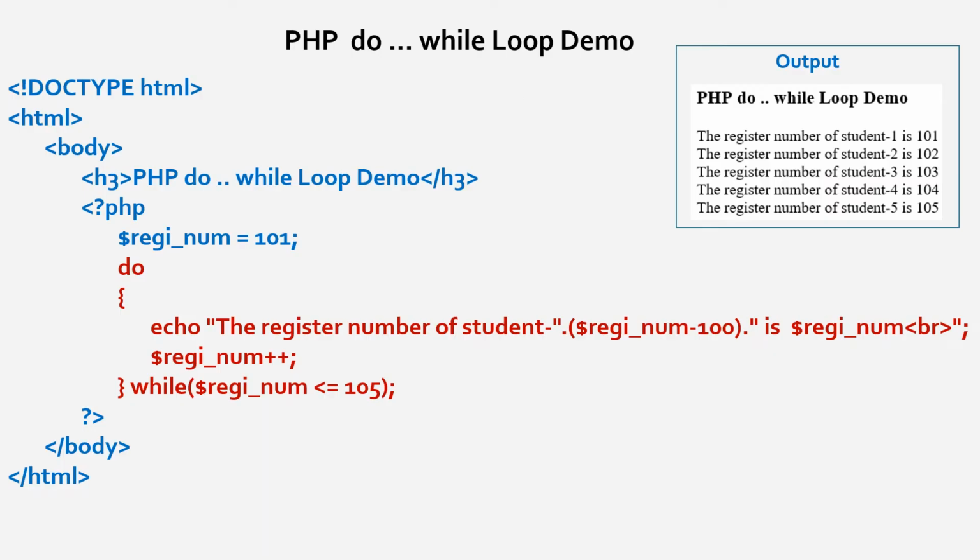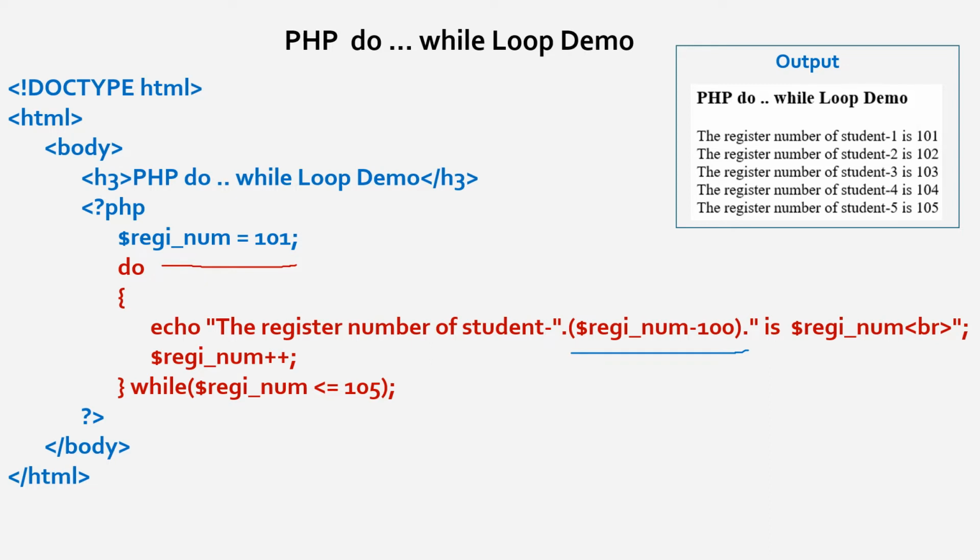This is the demo program of do while loop. Initially, the register number is assigned. Then the register number will be displayed. This is actually for displaying 1, 2, 3 like that, that is, the register number of student 1.